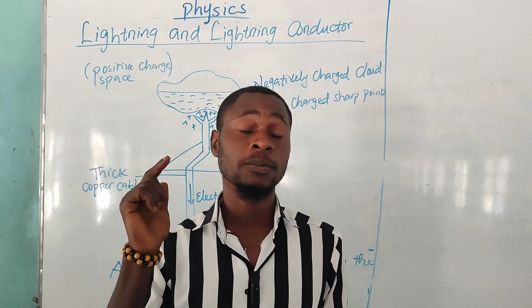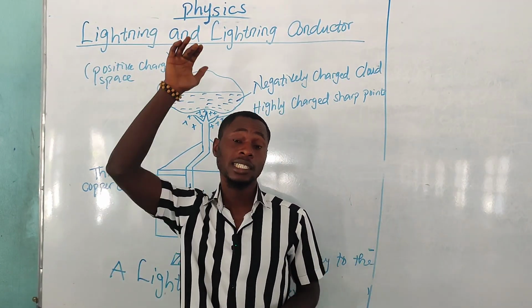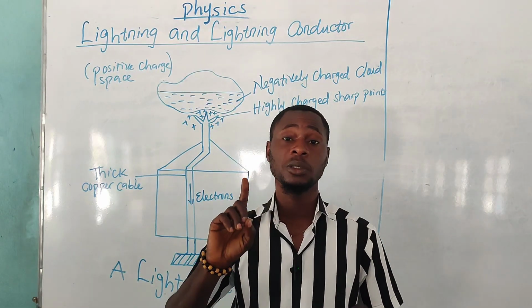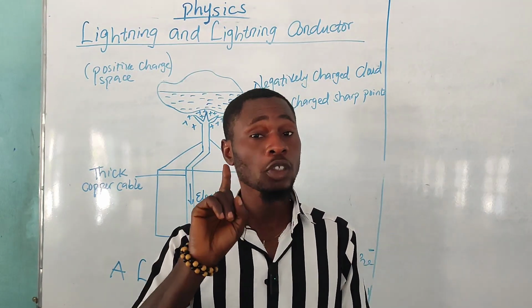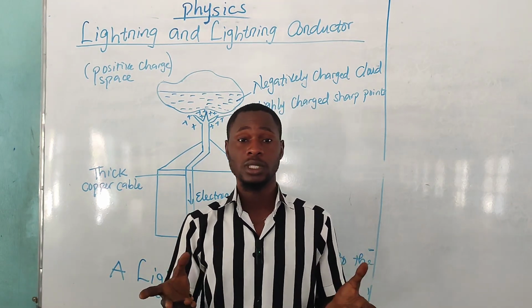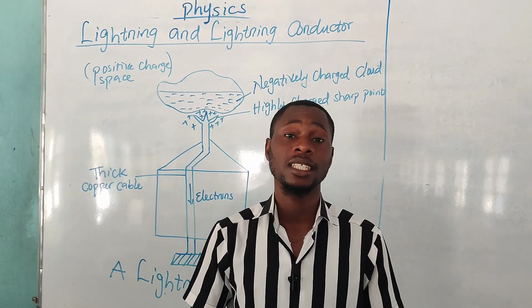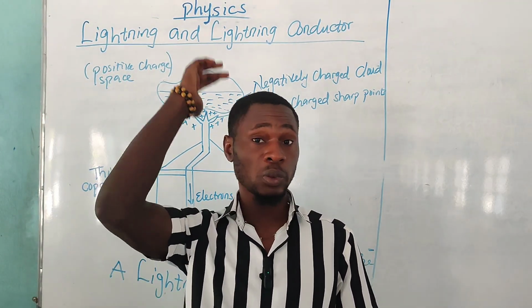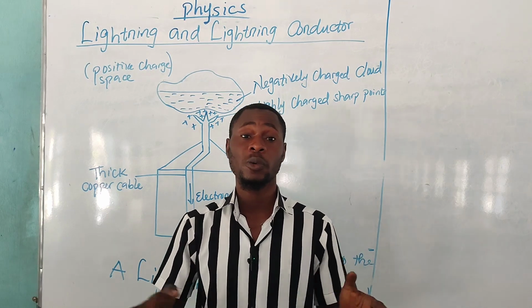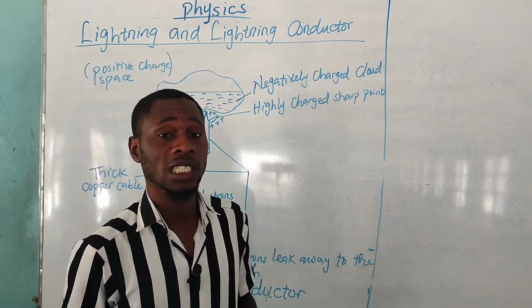And this lightning conductor is most times found at the tallest part of a building. When you check buildings, check the top of the building, there will always be a very sharp conductor placed at the tallest part of that building. So that is where the lightning conductor is most times located in buildings, in order to stop the thunderstorm from striking the building.